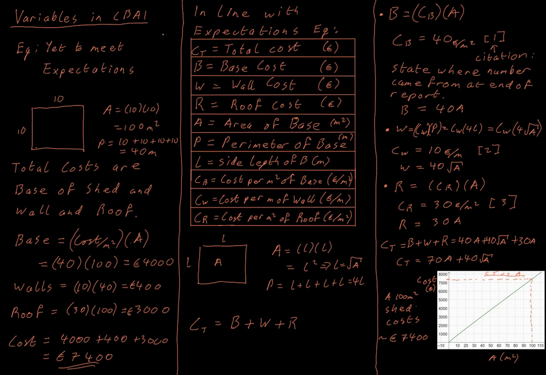Hello. Now we're going to look at the concept of variables, things that can change, when we are talking about our project for our CBA1 in maths. So we're going to look at two examples now. One, a situation where we might get yet to meet expectations for this part of the project, and another where we would be in line with expectations for this part of the project.